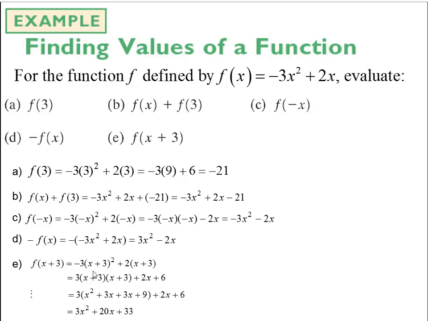plus 9. So remember, FOIL is that I multiply the first together, and that's where the x squared comes from. I do the outside, and that's where the 3x comes from. I do the inside, and that's where the other 3x comes from. And then I do the last. 3 times 3 is 9. And then I distribute my 3 here, right? So here's my final expression when I combine all like terms.